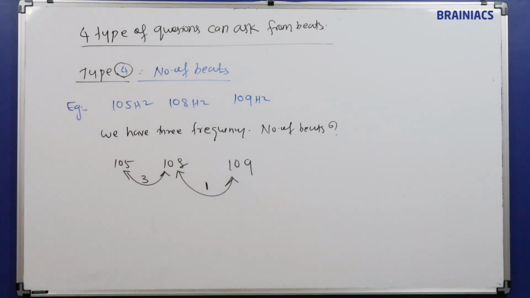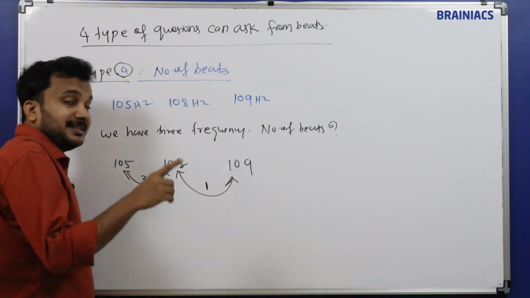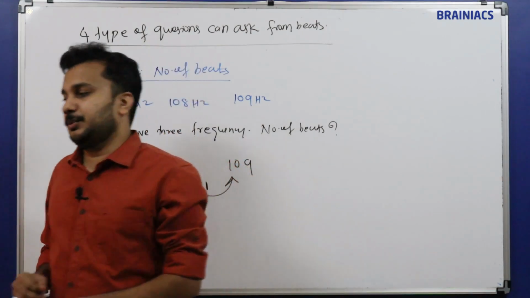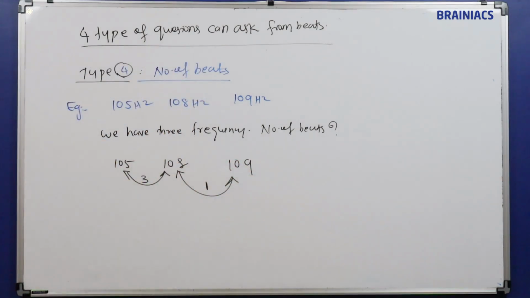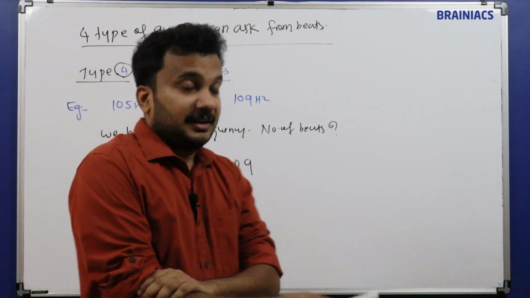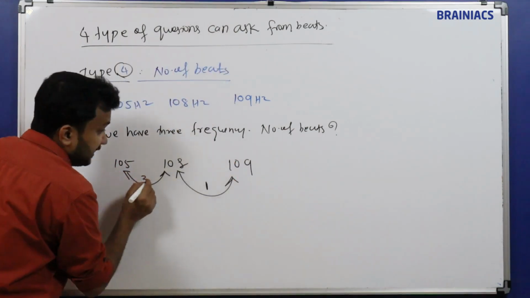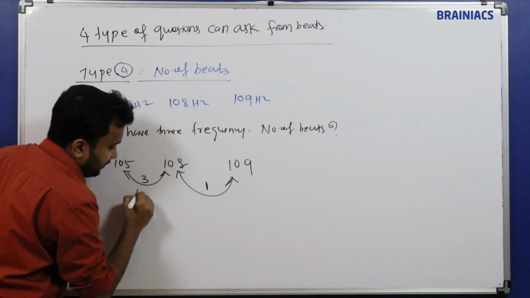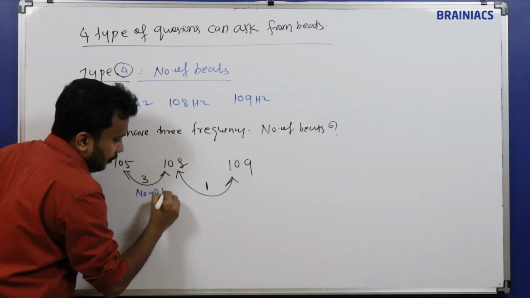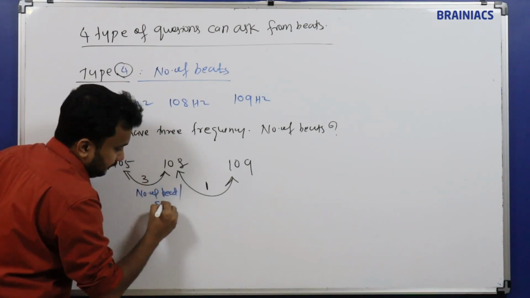ഇതിൽ ഉള്ള ഒരു ഡിഫറൻസ് എന്നാ കേട്ടില്ല. ഇതിൽ ഒരു സെക്കൻഡിൽ 3 ബീറ്റ്സ് വരും ഫസ്റ്റ് കേസിൽ. സെക്കൻഡ് കേസിൽ ഒരു സെക്കൻഡിൽ 1 ബീറ്റ്. ഓക്കെ ഇത് എന്ന് പറഞ്ഞാൽ നമ്പർ ഓഫ് ബീറ്റ്സ് പെർ സെക്കൻഡ് ആണ്. സോ ഐ വിൽ റൈറ്റ് ഹിയർ നമ്പർ ഓഫ് ബീറ്റ്സ് പെർ സെക്കൻഡ്.